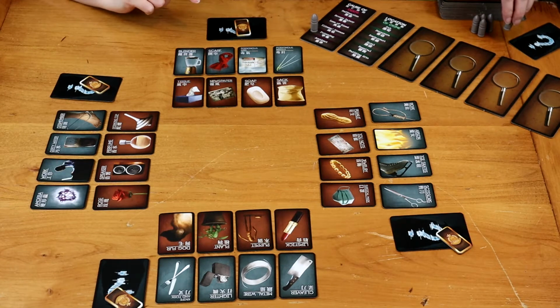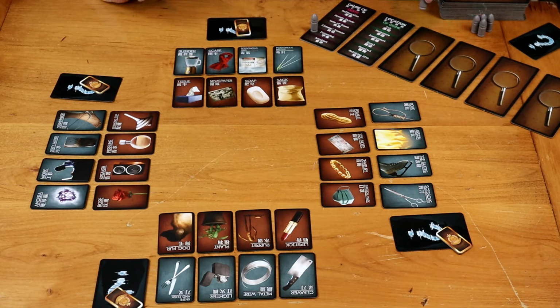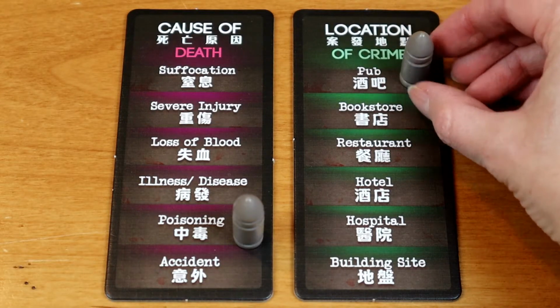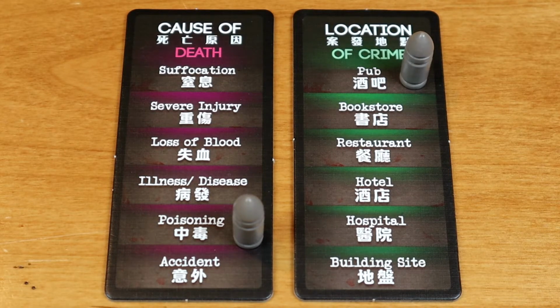While everyone is talking at the table, that forensic scientist is still going down and marking new information that they leave as clues for everyone at the table. They mark pub as the location of the crime. The choices were pub, bookstore, restaurant, hotel, hospital, or building site.